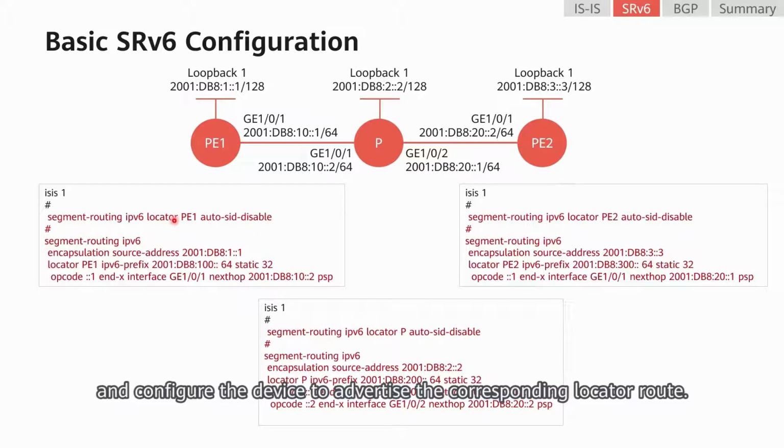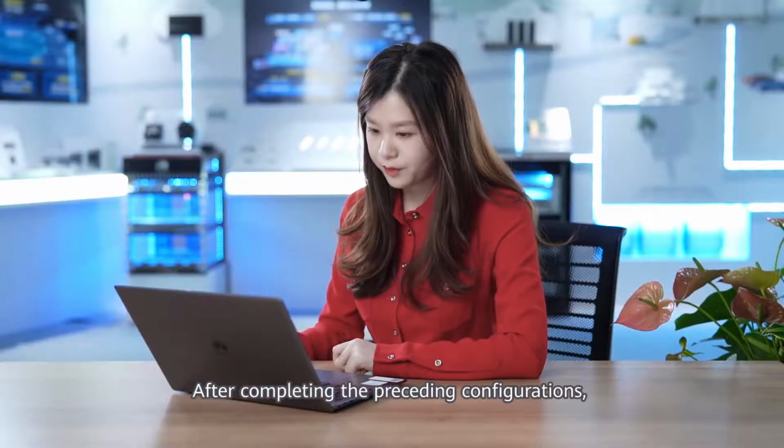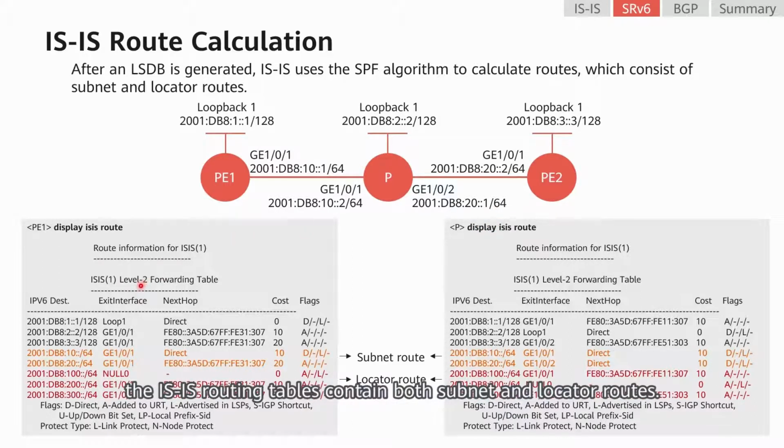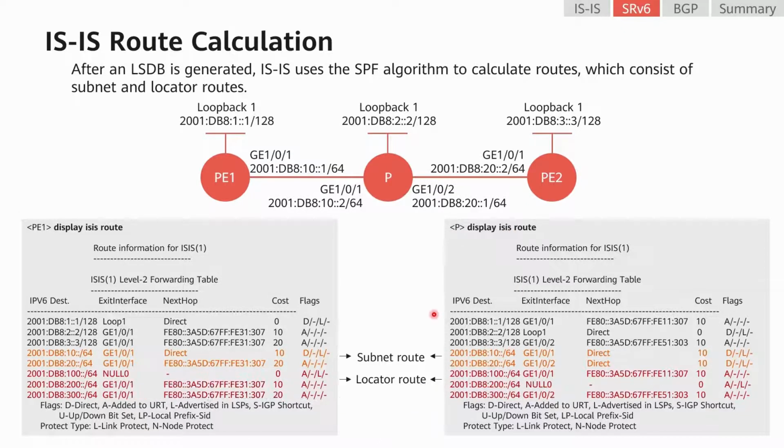corresponding locator route. After completing the preceding configurations, we can check the IS-IS routing tables on the PEs and P. The command outputs show that the IS-IS routing tables contain both subnet and locator routes. In addition, we can see that P1 has learned the locator routes of P2 and the P, and that the P has also learned such locator routes.